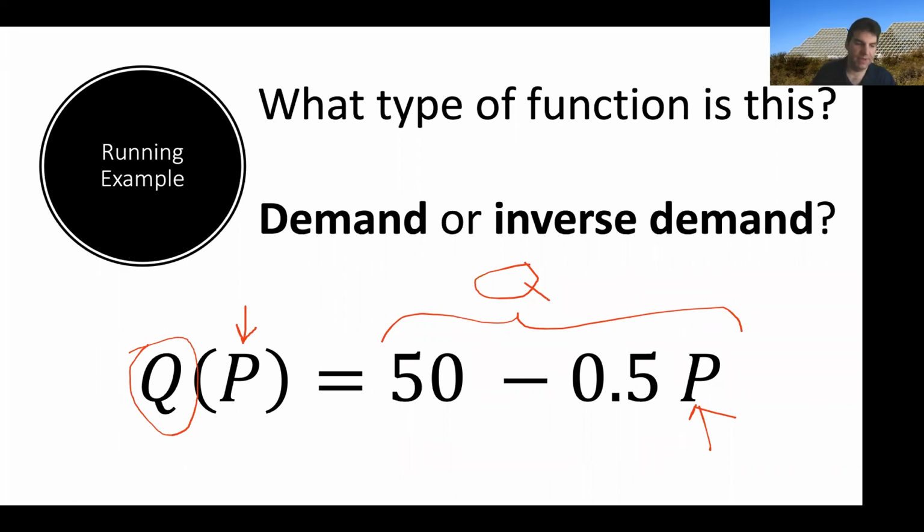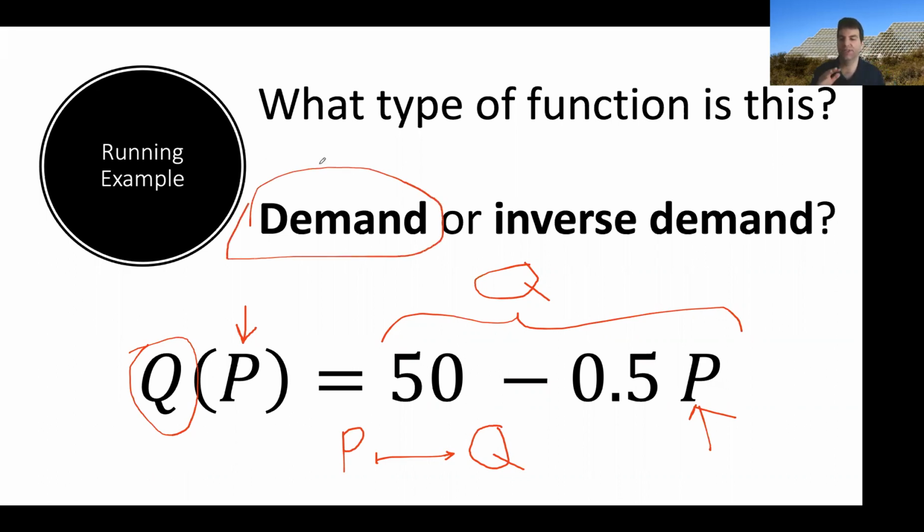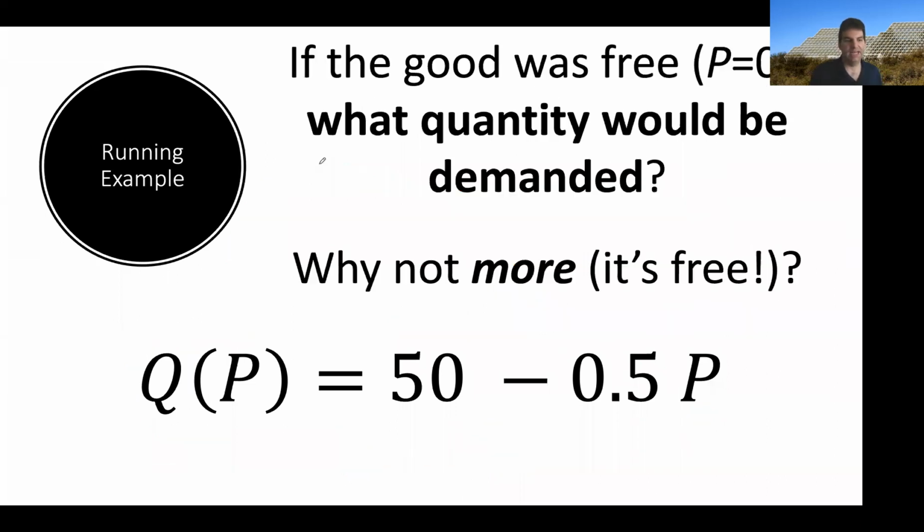And this mapping, when you go from price to quantity, from P to Q, is something that we refer to as demand. It's the mapping of price to quantity. So when price is on the right-hand side of the equation and the left-hand side has quantity, then that is demand. And so we can ask questions about the mathematical form of this.